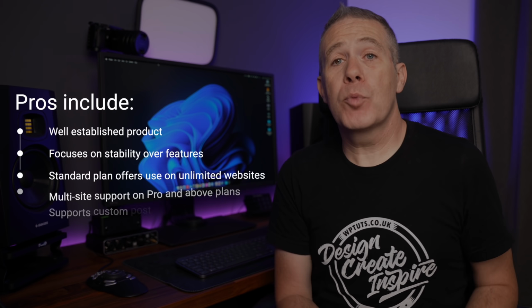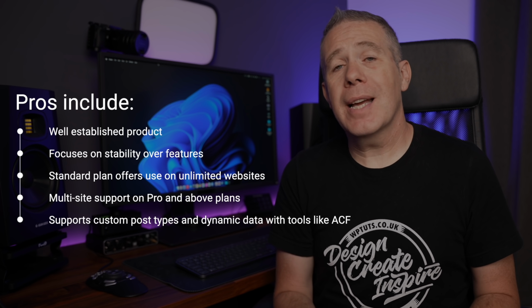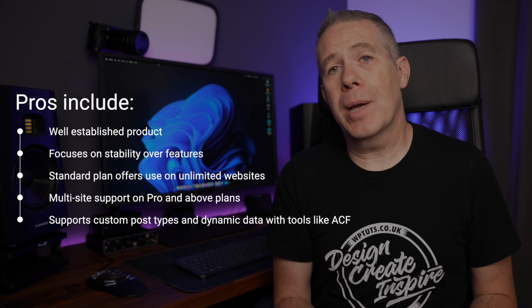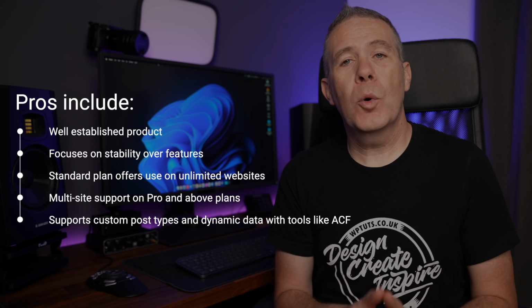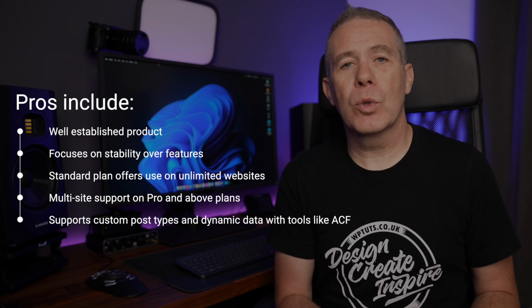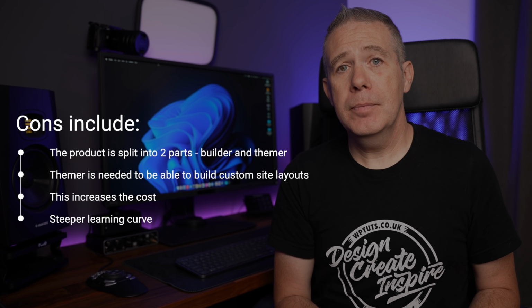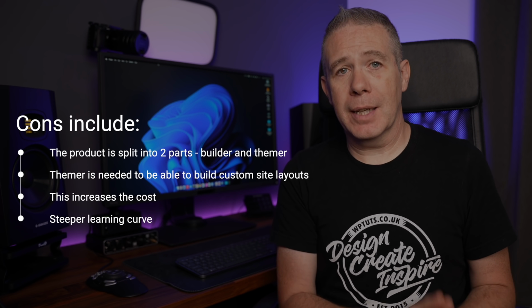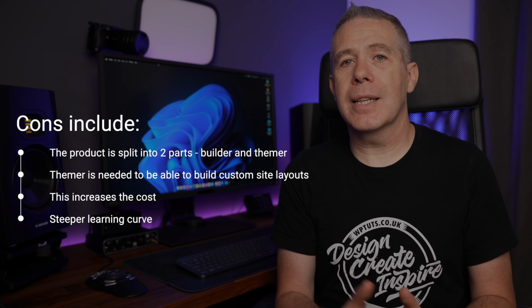A well-established product. It focuses on stability over features. Even the standard plan offers use on unlimited websites. Multi-site support on Pro and above plans. Supports custom post types and dynamic data with tools like ACF. The product is split into two parts, Builder and Themer. Themer is needed to be able to build custom site layouts. This increases the cost. It also has a slightly steeper learning curve.